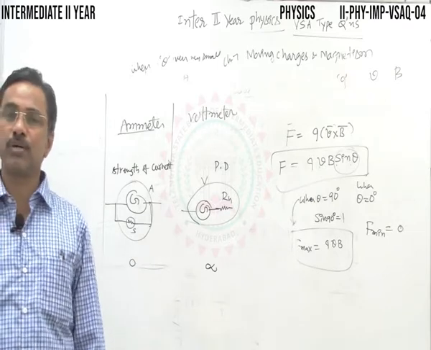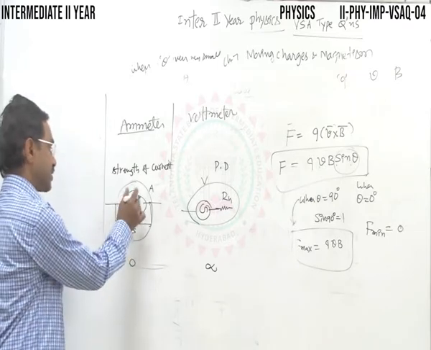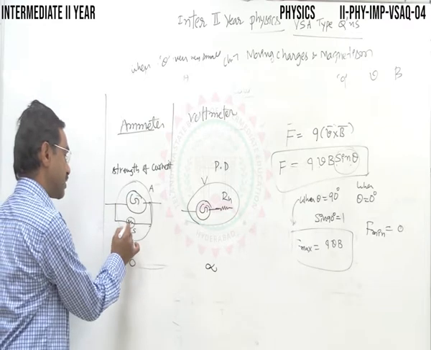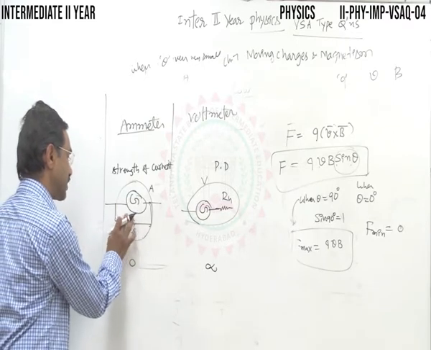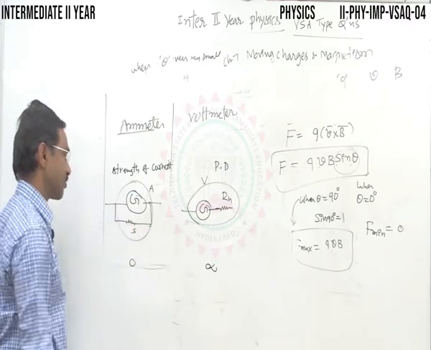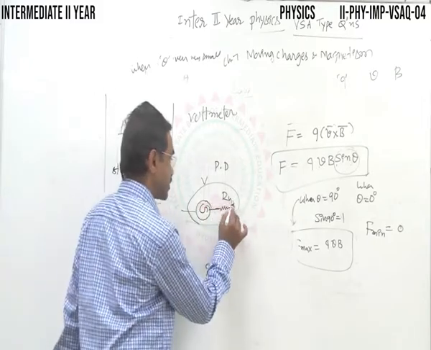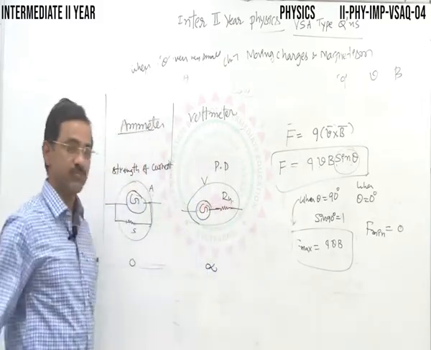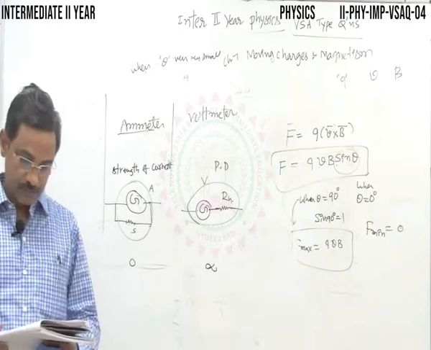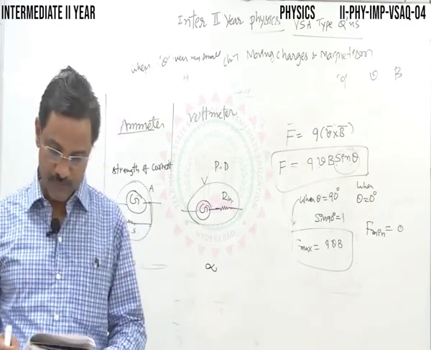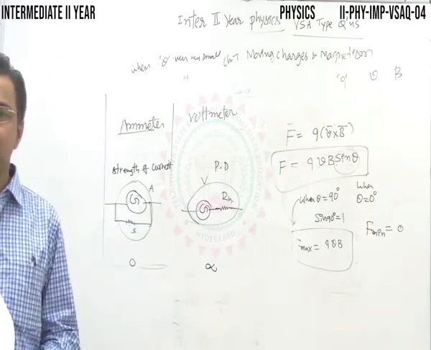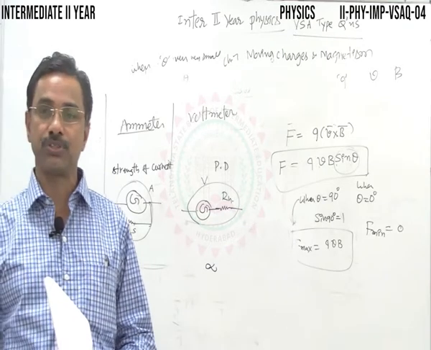But the most important, the basic one: a galvanometer is converted into an ammeter by connecting a small resistance. S stands for small resistance, shunt resistance, across it. Here a high resistance is connected in series with the galvanometer. Right? Hope you understood. Distinguish between ammeter and voltmeter, one of the important questions.